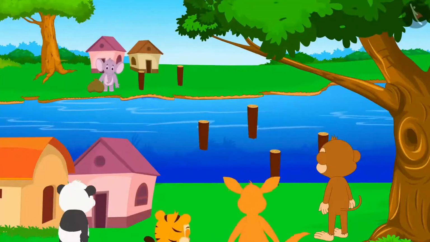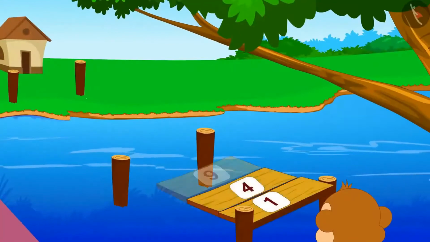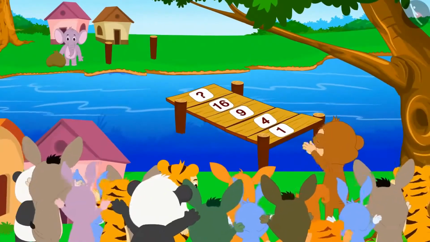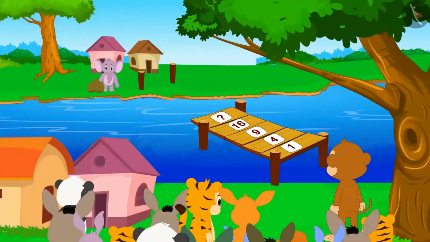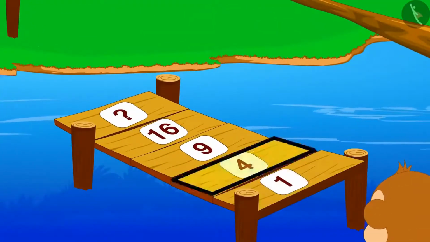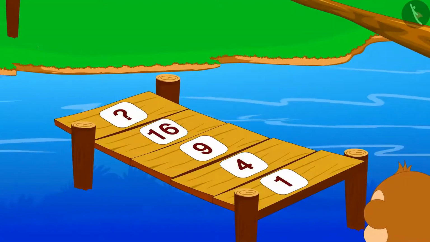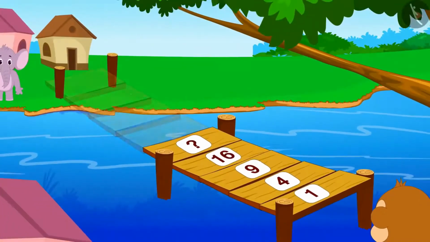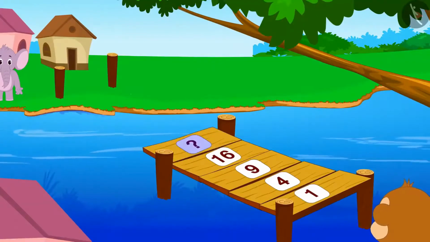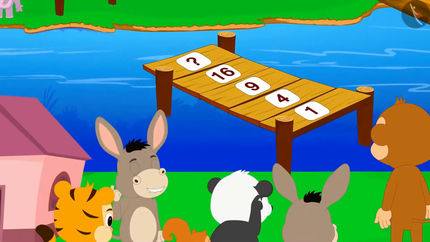Then one day, suddenly the villagers saw that a magical bridge automatically started getting built over the river. The villagers got very excited. There was something special about that bridge. A number was written on every one of its planks. But suddenly the bridge stopped building further, and a question mark appeared on the last plank of the bridge. All the villagers got absorbed in thinking about what this could mean.